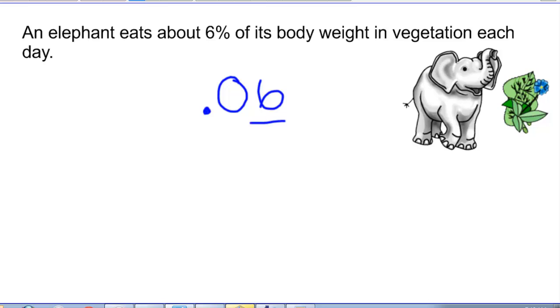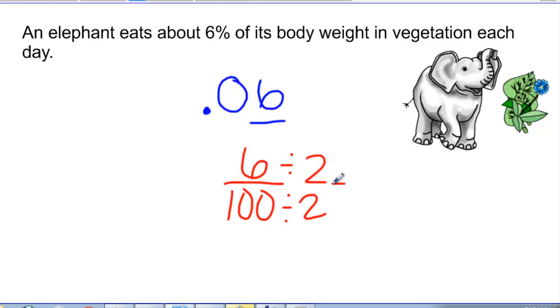Remember, 6% also means 6 out of 100. So that helps me to think about how I would write it as a fraction. 6 out of 100. That's a fraction, but it's not in simplest form. So anytime I look at a fraction, I want to think about, is it in simplest form? Could I simplify it? I could divide these two numbers by 2 and write that as 3/50. And then that is in simplest form because 3 and 50 don't share any factors other than 1.